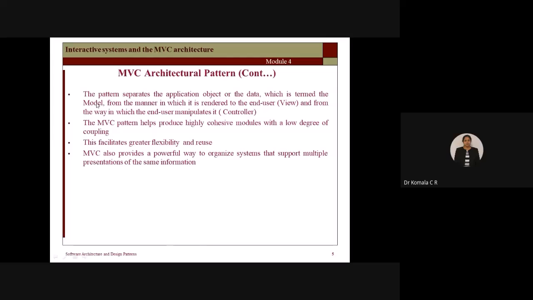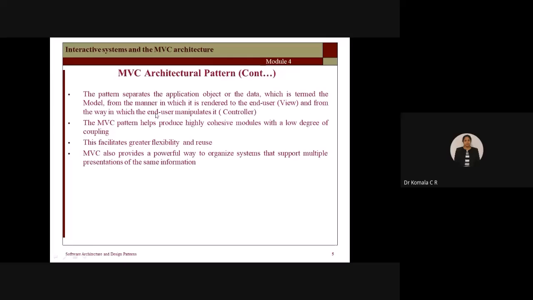So now let us understand what the model is, what the view is, and what the controller is. Here the model refers to the object or the data to be stored. You are developing some software, and inside that you are going to store some data or some object. This application object itself is the model. The manner in which it is rendered to the end user is called the view. Now what is view? The way in which you are going to render this application object to the user. How is it visible to the user? That is called the view.